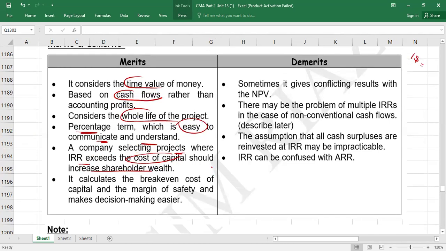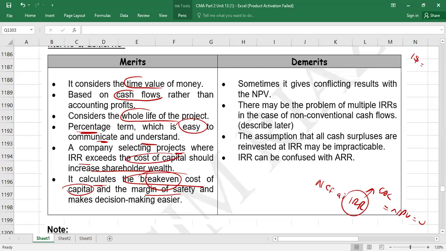Yes, if IRR is greater than cost of capital and you are accepting the project, it means this project is going to add value to the shareholders' wealth. And please remember, it calculates the break-even cost of capital and margin of safety. Yes, I told you if you discount project net cash flows at IRR, meaning the IRR you are using as cost of capital, what will happen? NPV will be zero. Yes. So it means this is the break-even point.